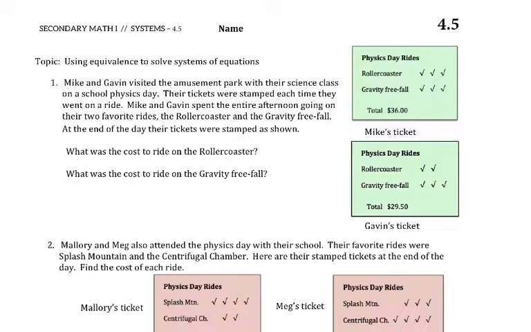Alright, here's our homework for 4.5. So, kind of what we did in class. Mike and Gavin visited the amusement park with their science class on a school's physics day. Their tickets were stamped each time they went on a ride.